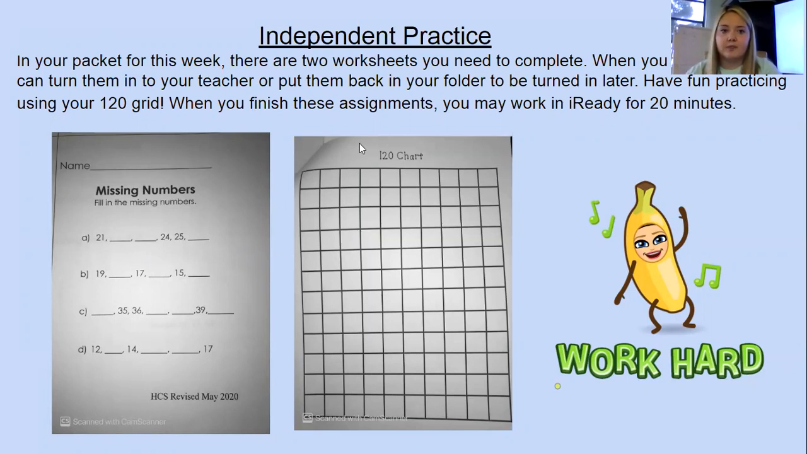I know you can. When you finish both of these assignments, if you have extra time, you can work on iReady Math for 20 minutes. I know we're still having a little bit of trouble with iReady, so if your iReady isn't working for some reason, that's okay. You can do something else. If it is working and your teacher has assigned you certain assignments on iReady, do those first before you just start doing lessons, okay? So remember, work on iReady when you're done with these, but only if it's working. And do the assignments your teacher has given you first, okay?